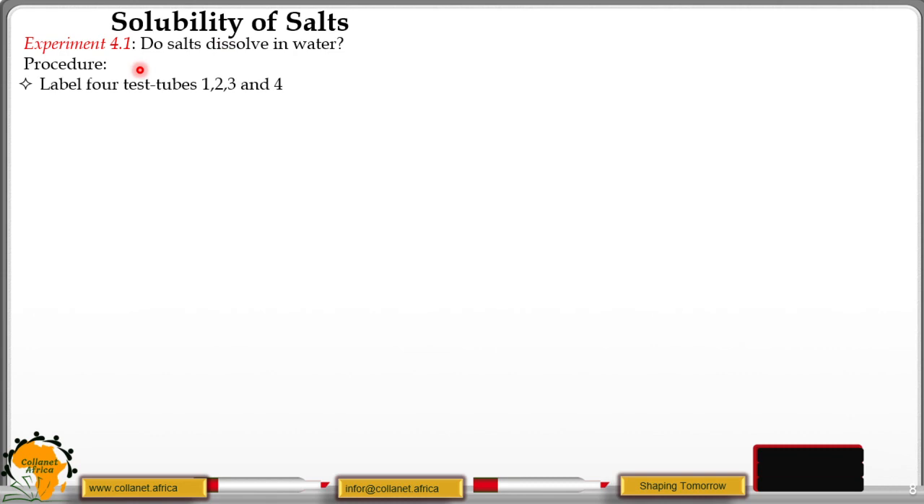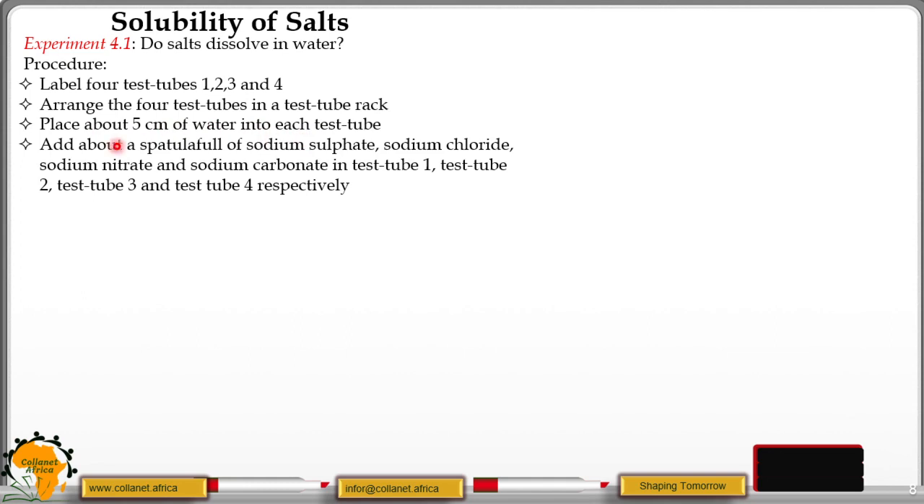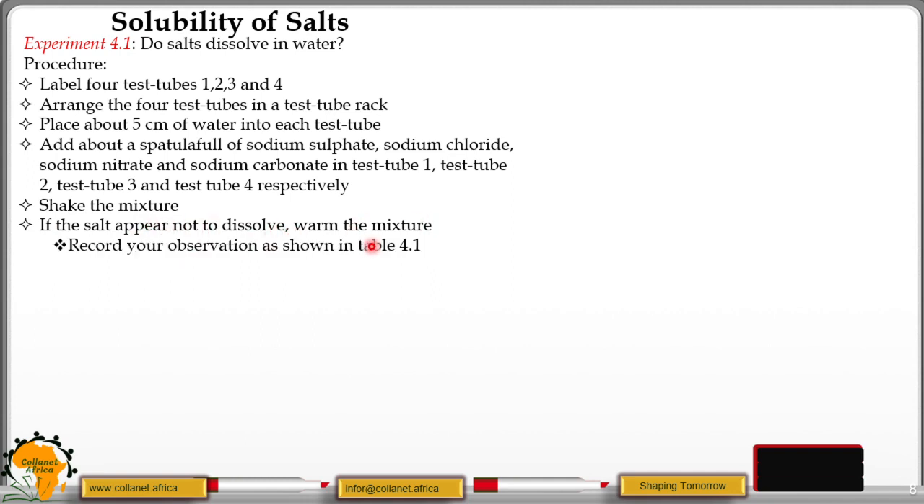In this procedure, label 4 test tubes 1, 2, 3 and 4. Leave the 4 test tubes in a test tube rack. Place about 5 cm³ of water into each test tube. Add about a spatula full of sodium sulfate, sodium chloride, sodium nitrate, and sodium carbonate in test tube 1, test tube 2, test tube 3, and test tube 4 respectively. Shake the mixture. If the salt appears not to dissolve, warm the mixture. Record the observation as shown in table 4.1.